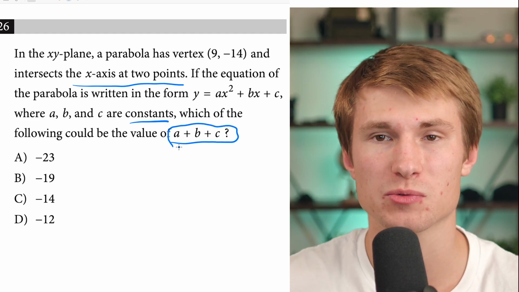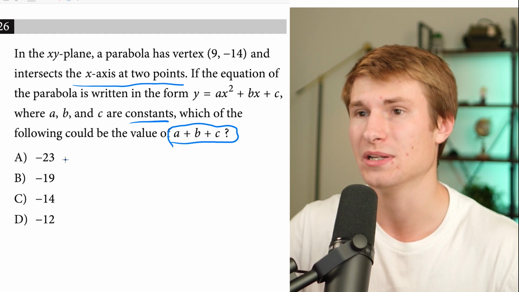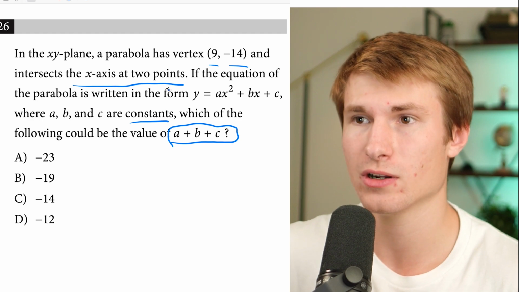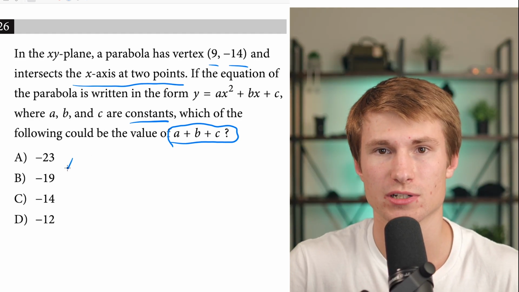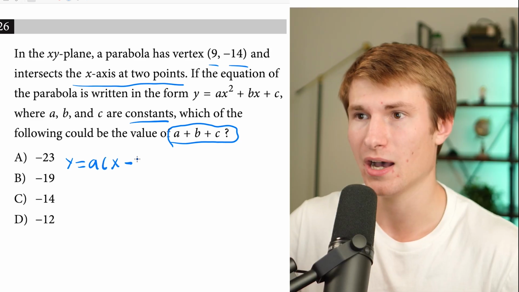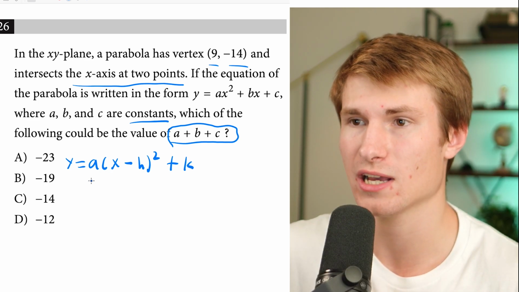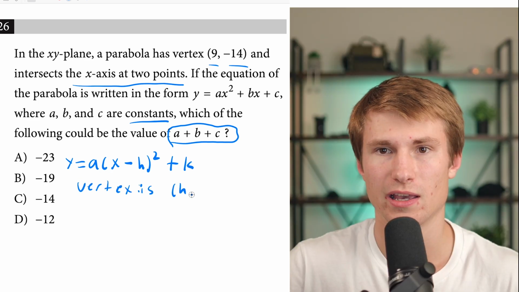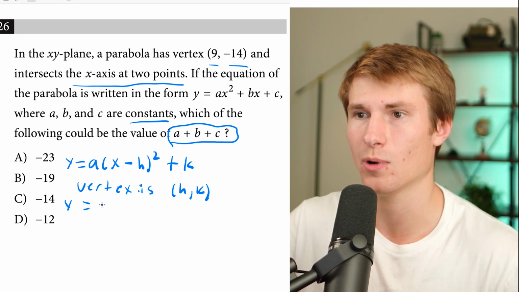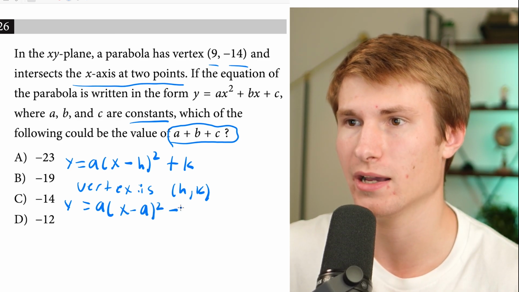Now keep in mind, we always want to pay attention to what we're asked to answer with. In this case, that is the value of a plus b plus c. So we need to know the value of all three values. So first thing we know is our vertex. If we're given our vertex on a parabola question like this, we're probably looking to use vertex form. Now vertex form would be y is equal to a times (x minus h) squared plus k, where our vertex is (h, k). All right, well, we know our vertex, so let's go ahead and substitute in. So we're going to have y is equal to a times (x minus 9) squared minus 14.